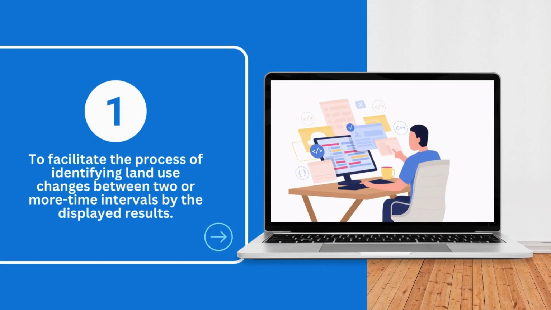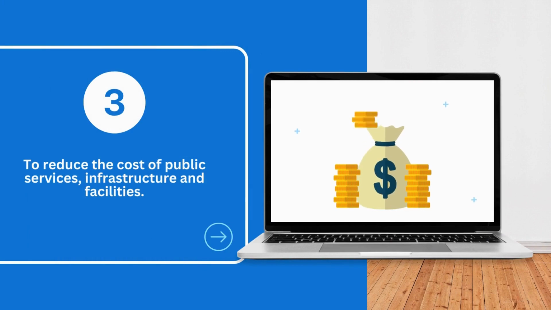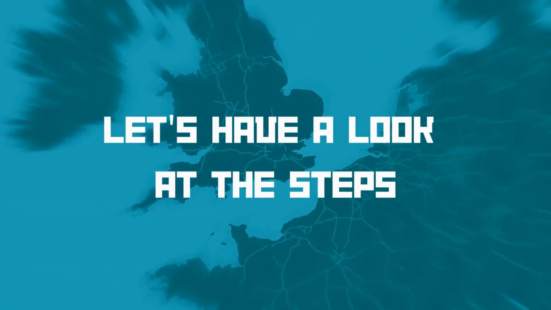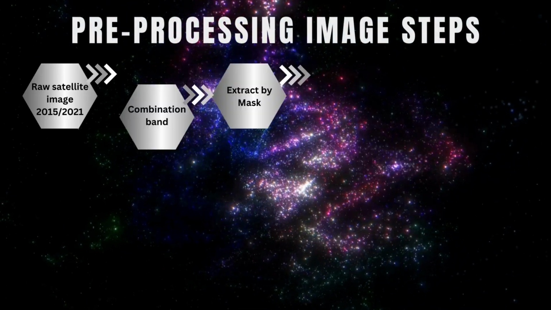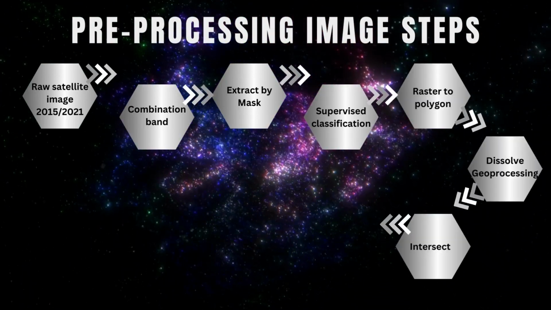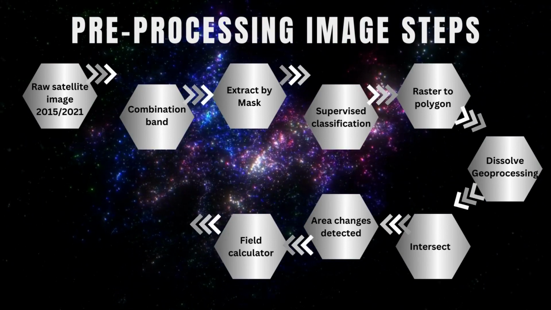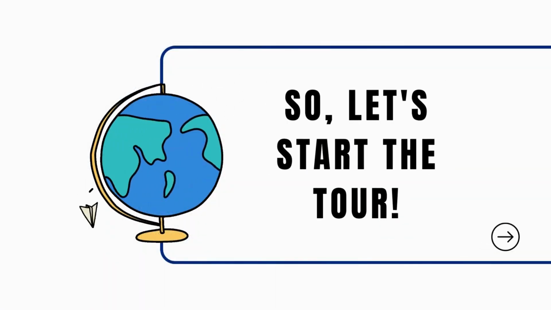To facilitate the process of identifying land use changes between two or more time intervals by the displayed results. To promote efficient land uses while preventing wasteful development. To reduce the cost of public services, infrastructure, and facilities. Let's have a look at the steps. So let's start the tour.